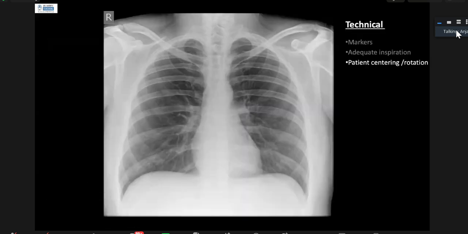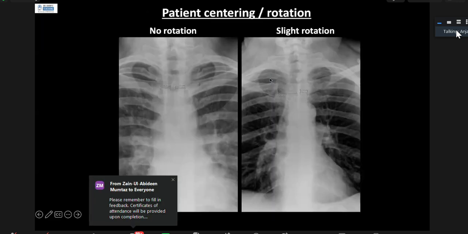So now moving on to the third factor, you have to assess whether a patient is well-centered. Ideally, we want the patient to be centered well so that both sternoclavicular joints, this is the clavicle, this is the clavicle, this is the spinous process of the vertebra, are equidistant from the spine. Okay, so how do we assess that?